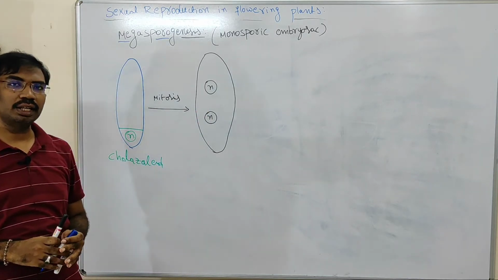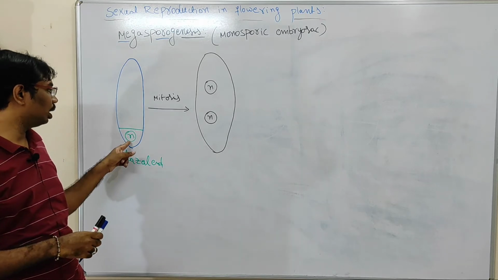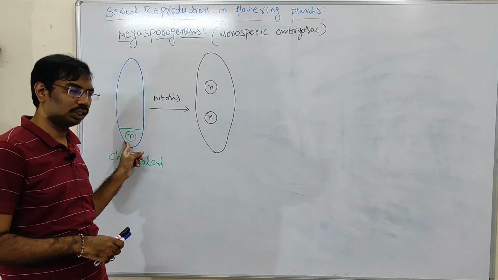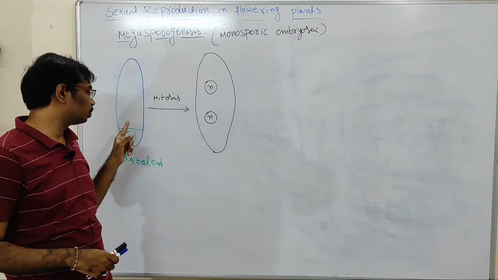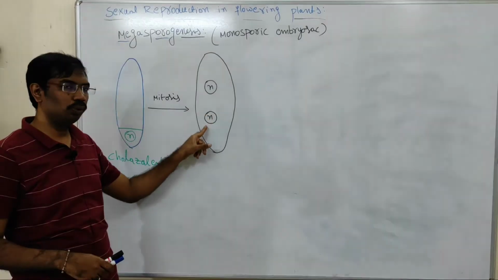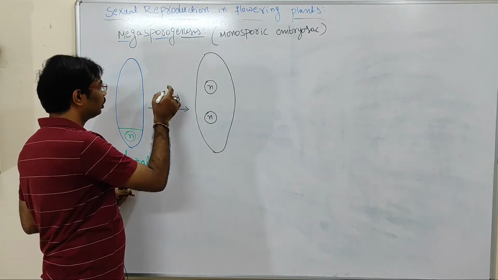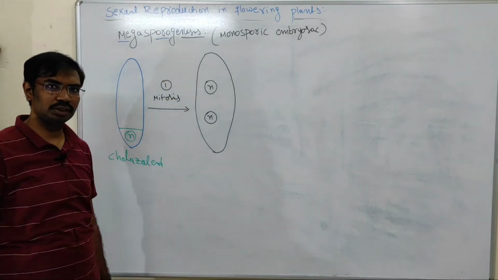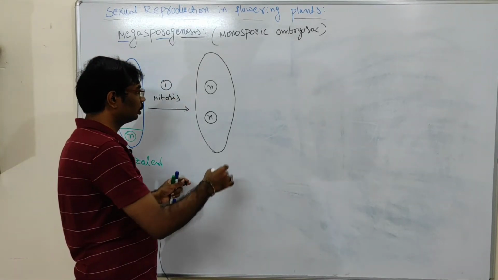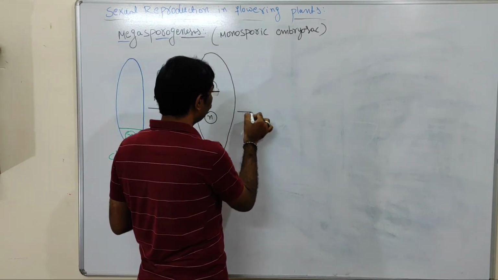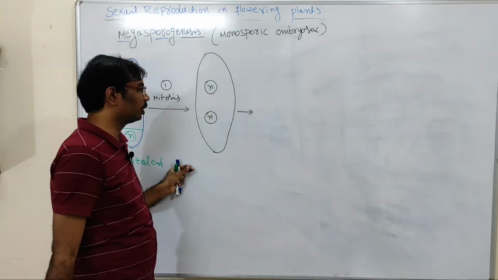What is the meaning of karyokinesis? Nuclear division. Here how many nuclei are present? 1 nucleus. Here 2 nuclei. So one nucleus is divided into 2 nuclei because of mitosis. How many mitoses are present in this location? 1 mitosis is present, and 2 nuclei are produced.